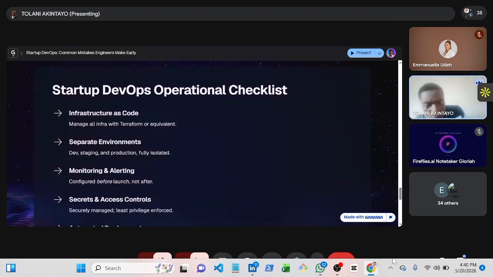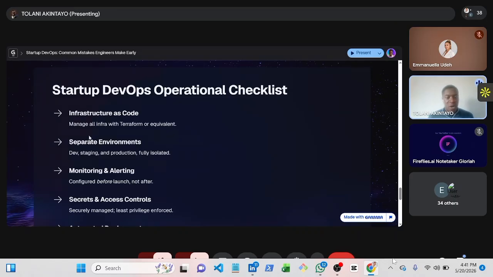Okay, so just a quick checklist I have here. It's very important that you use infrastructure as code, even in a startup environment, at least if you have launched and you are growing at a good pace. Infrastructure as code is the way to go. I don't think there's an organization that is not using infrastructure as code because of the benefit it brings.